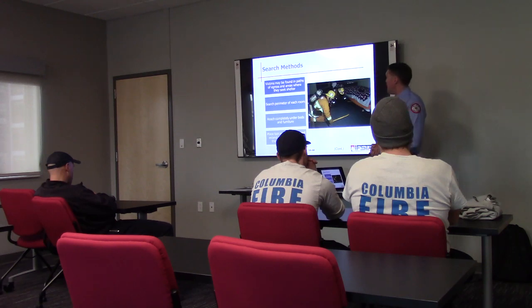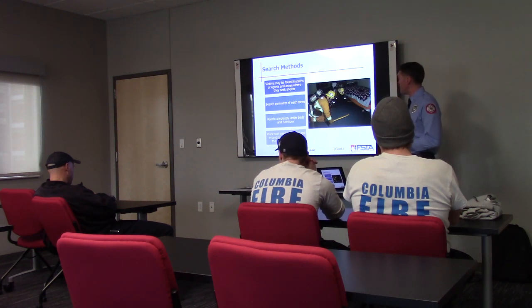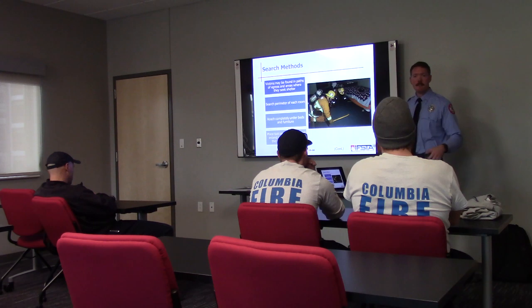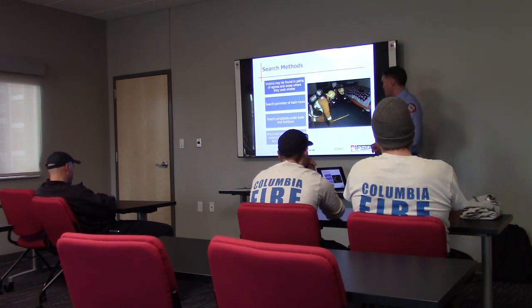Searching methods, we can find victims where they might be seeking shelter. We talked about near doors, they could be near windows. Maybe they tuckered out right in front of that window. We're going to search the perimeter of each room. We're going to reach under the beds and furniture. Again, we talked about children's hiding places sometimes. Or maybe an adult may be going underneath the bed because they know that heat rises and some of that more tenable atmosphere may be underneath that bed. So we're always going to look there.